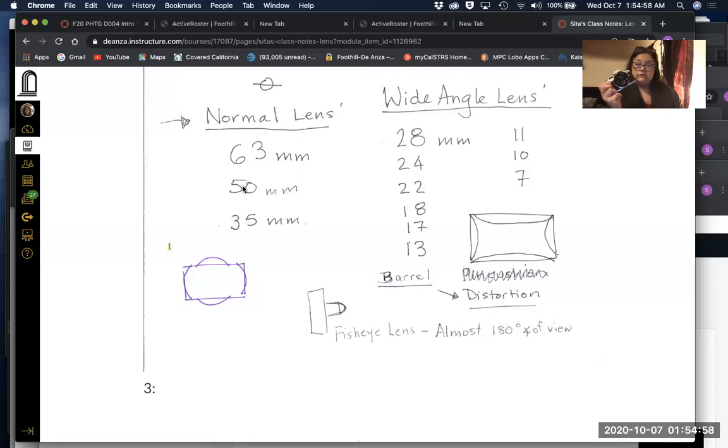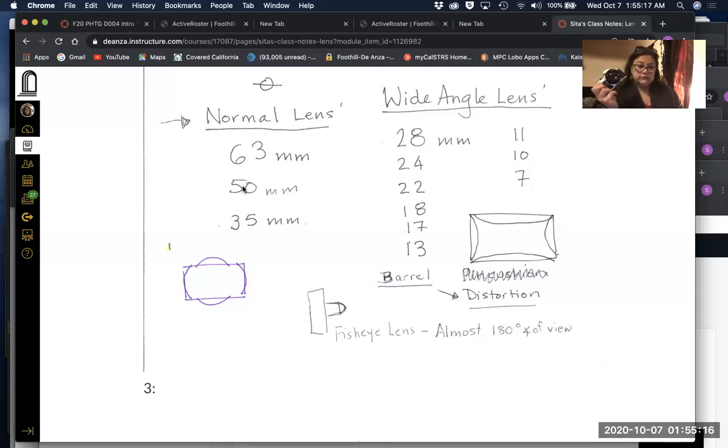These days, most cameras come with something called a zoom lens, which I'll talk about in a little bit. But in the past, 50 millimeters were the most commonly seen lenses. Again, there are shorter and longer normal lenses.